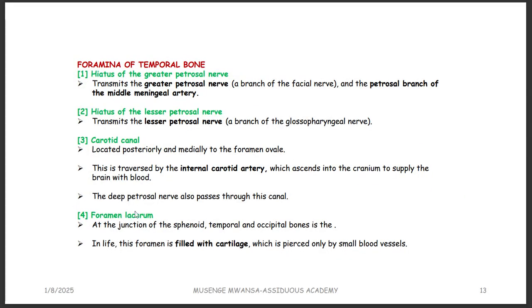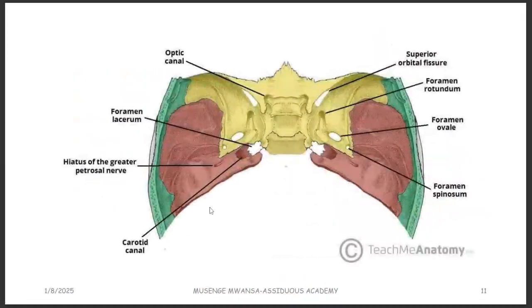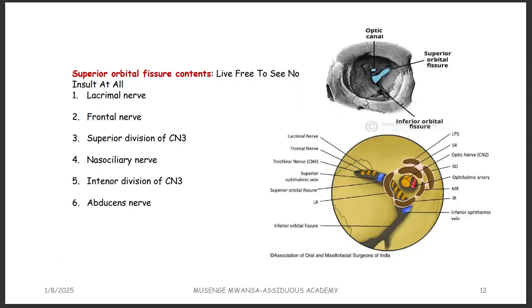Foramen lacerum, this guy is found on the junction between the sphenoid, the temporal, and the occipital bone. You can see this guy here. This is the sphenoid, temporal, and occipital is going to be behind here. Now, foramen lacerum in adults, there is actually nothing that passes there. There is just cartilage. So if you go and look, if you do your dissection, you will not actually see this opening. Why? Because there is cartilage there. That's why you can't see the opening, because it's filled by cartilage.